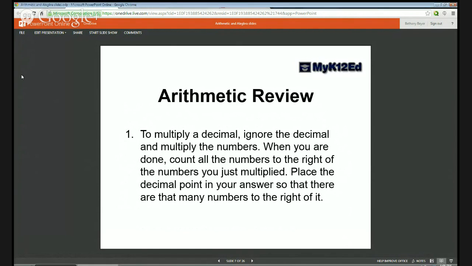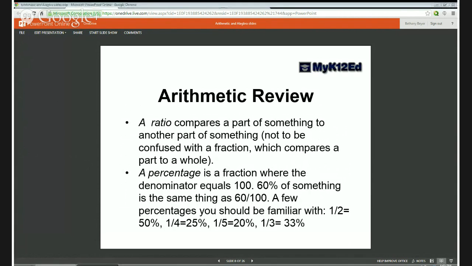Okay, a ratio compares a part of something to another part of something, not to be confused with a fraction, which compares the part to a whole. So a ratio is a little different than a fraction. A fraction is a part to a whole. A ratio compares a part of something to another part of something.